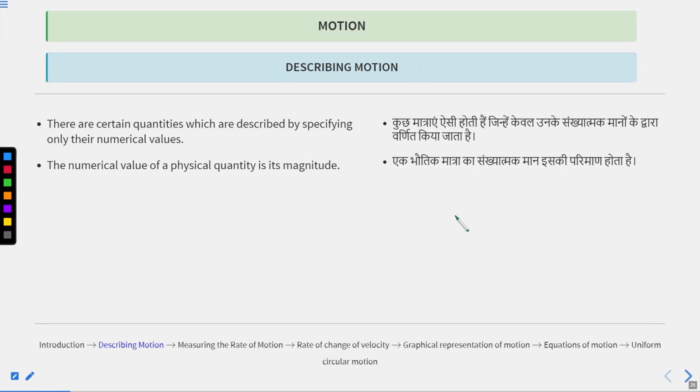There are certain quantities which are described by specifying only the numerical value. Like distance, there are more quantities which only depend on the numerical value and are independent of direction, and the numerical value is its magnitude. What are numerical values called? It is called magnitude.